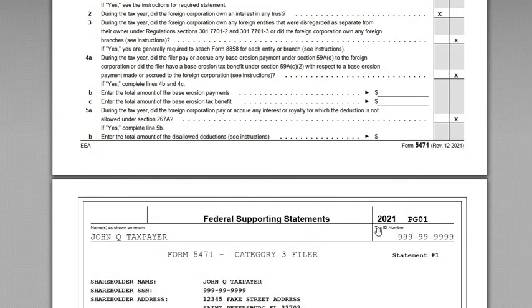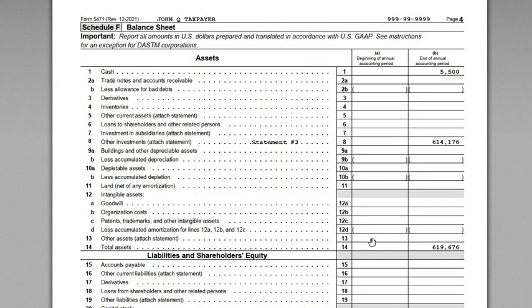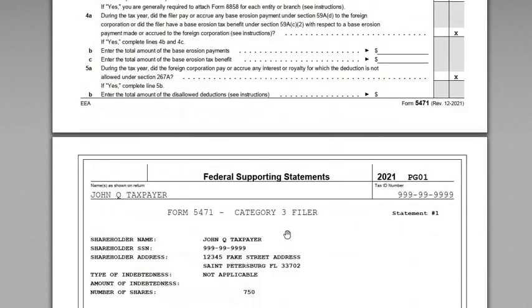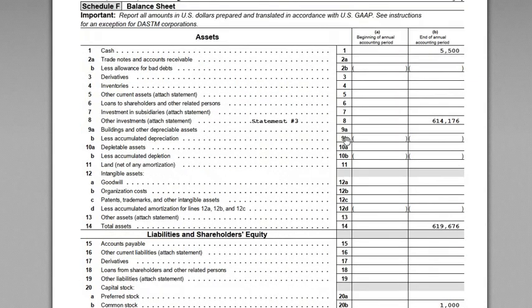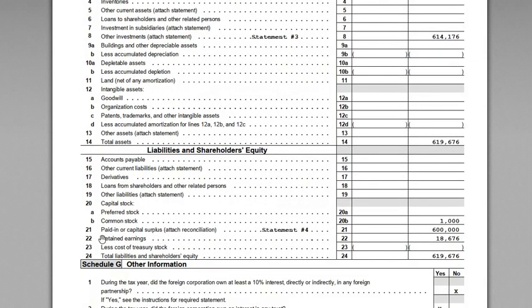And that's enough to make it clear to the IRS that you've disclosed all the information that's required by the form. Now, obviously, if you have a lot of different types of investments making up that line item, you might have a more detailed schedule here. So you might have multiple line items. But again, at the end of the day, the total number is what ultimately gets reported up here on line 8. And so we've done the same on line 21. So line 21, they do ask paid in capital or capital surplus, attach a reconciliation. So on statement 4, we've indicated that $600,000 is APIC, right? And that's enough to keep them happy.